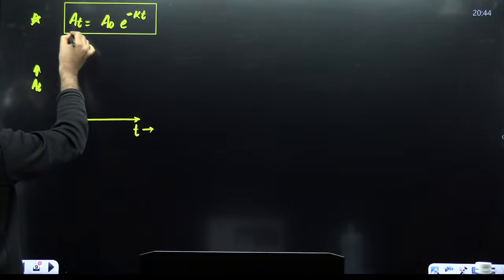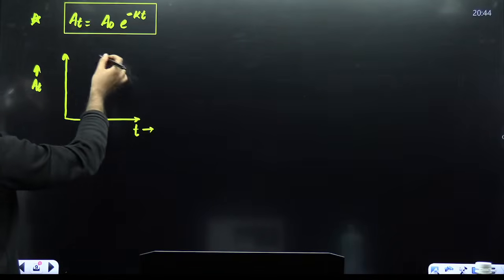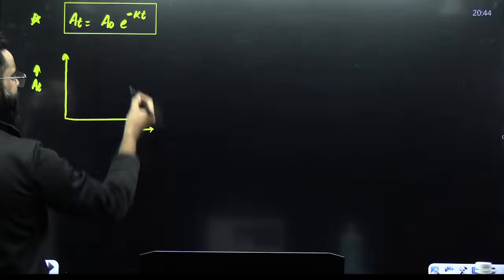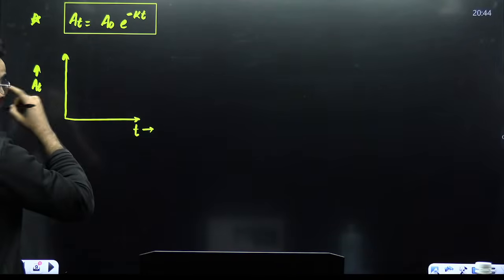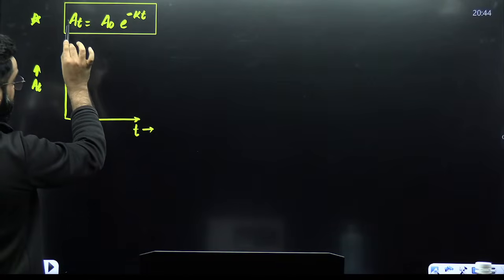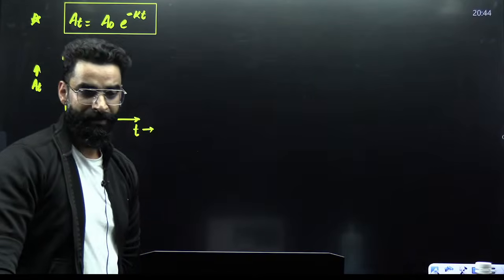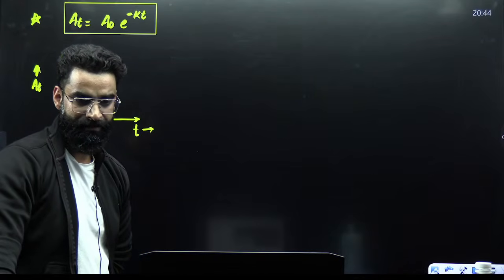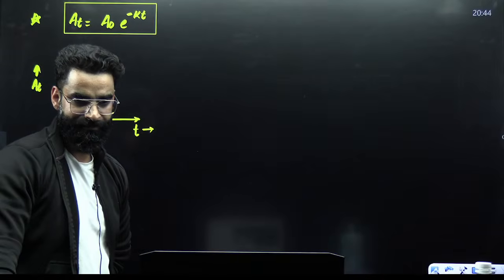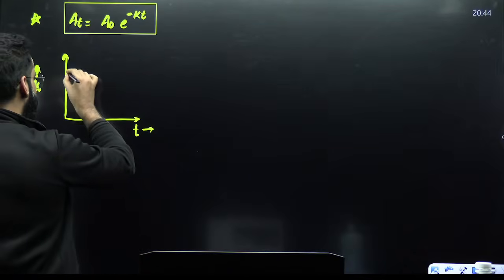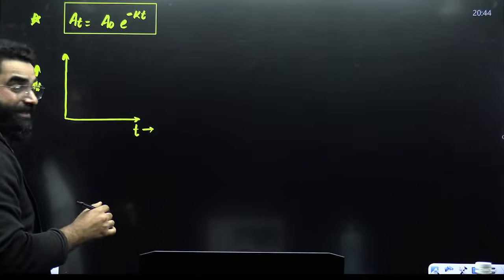At you're plotting along the y-axis, so this is your y. Leave this a naught aside: e raised to the power minus k, and this is t here. t you're plotting along the x-axis. Do you see the format of the equation? It is somewhat like y is equal to e raised to the power minus x. I told you already, that is exponential decrease.